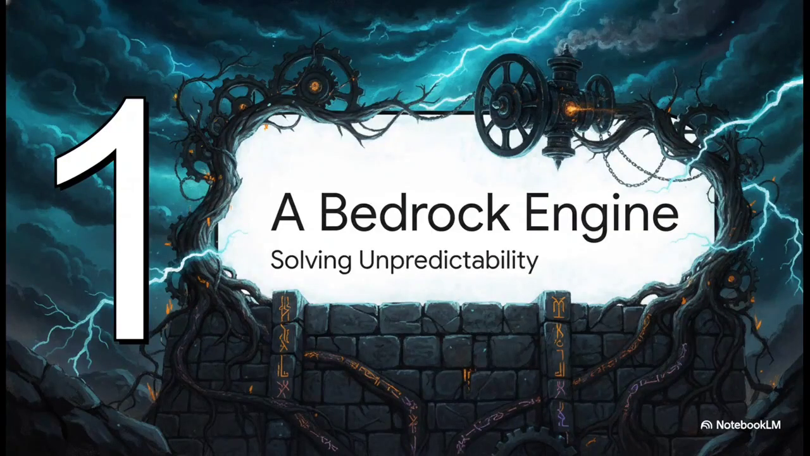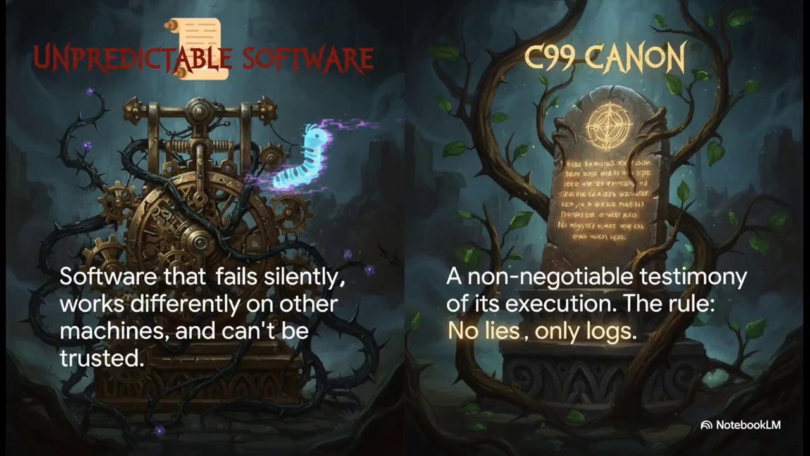Okay, so let's really get into what makes this Bedrock engine tick. What's the fundamental problem that it was built to just completely obliterate? This slide just lays it out perfectly, doesn't it? On the left, you've got the problem we all know and hate. Software that fails silently, or, my personal favorite, works on your machine but magically breaks on someone else's. And on the right, you have C99 Canon's pretty radical solution. Instead of just guessing what went wrong, the engine creates a perfect, unchangeable record of everything it does, a testimony. The rule is simple and it's powerful. No lies, only logs. If the program ran, the proof of exactly what it did is right there.